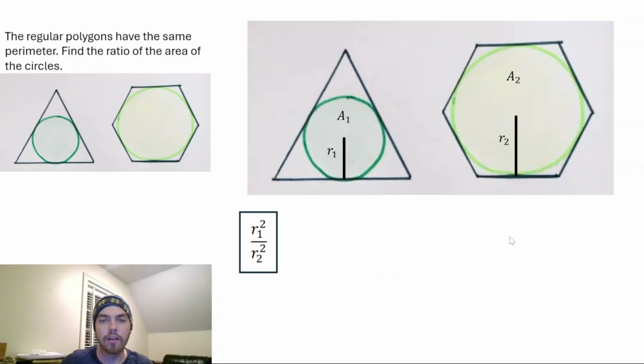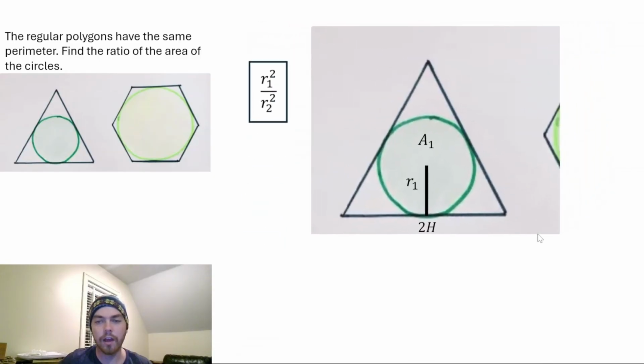Now let's label the sides of the polygons. We'll use T for triangle and H for hexagon. And since they're regular polygons, all of the sides of the triangle are going to be T and all of the sides of the hexagon are going to be H. And since they both have the same perimeter, 3T is going to be 6H. That's because a triangle has 3 sides and the hexagon has 6 sides. We can divide both sides by 3 to get T equals 2H. Let's replace this T with 2H.